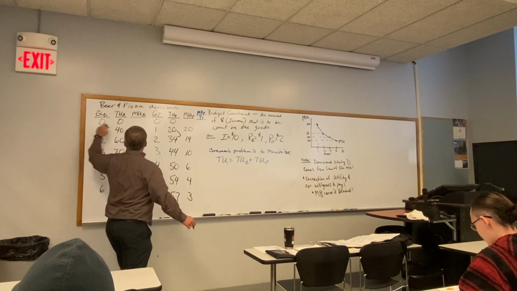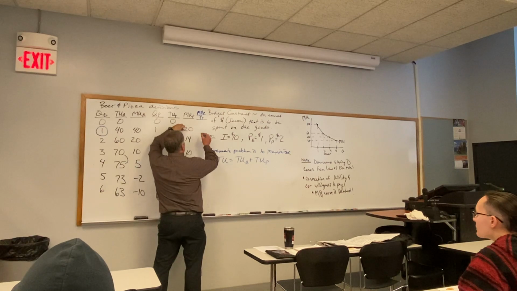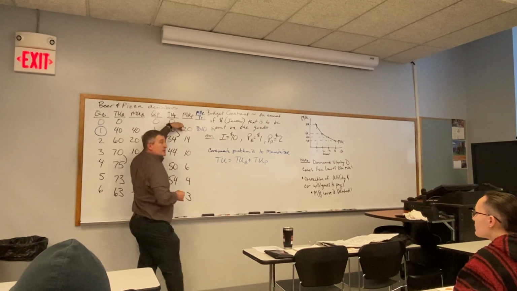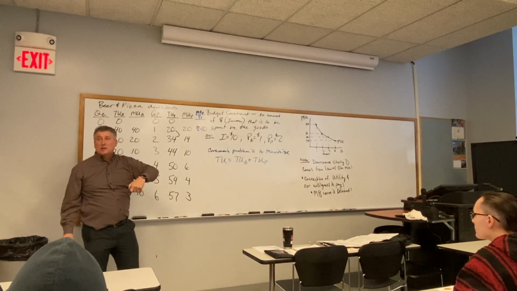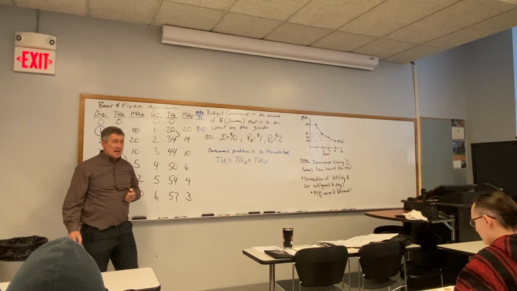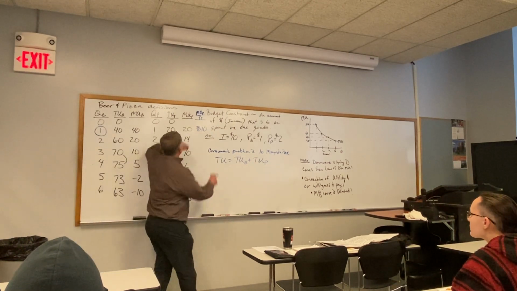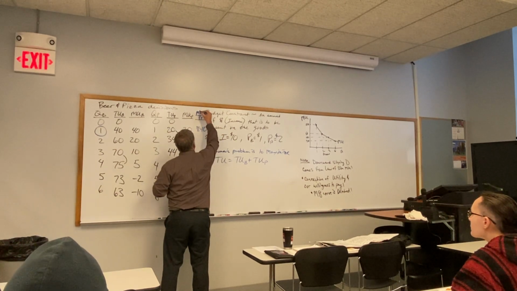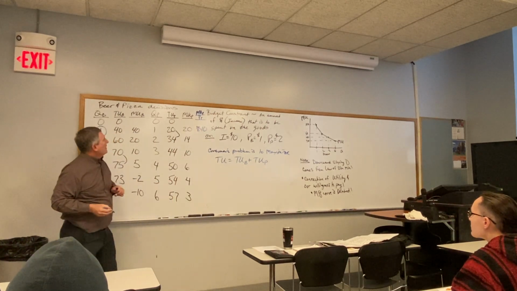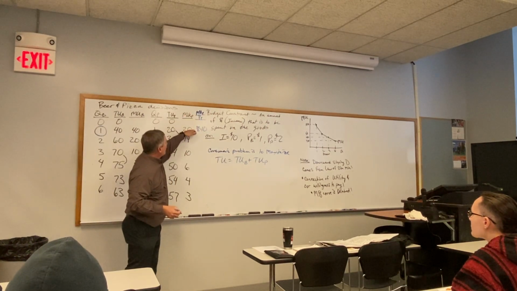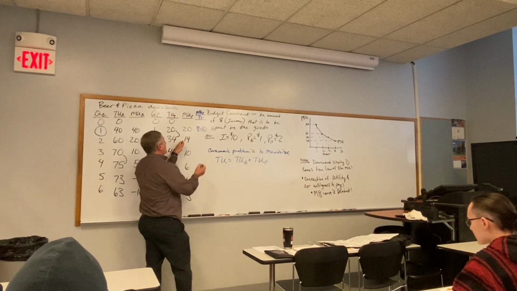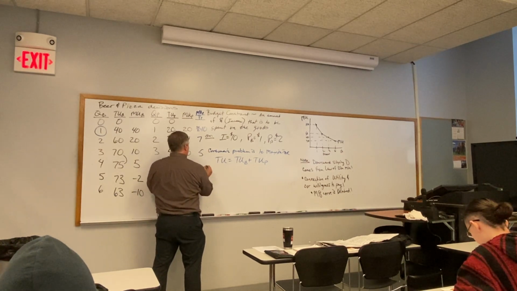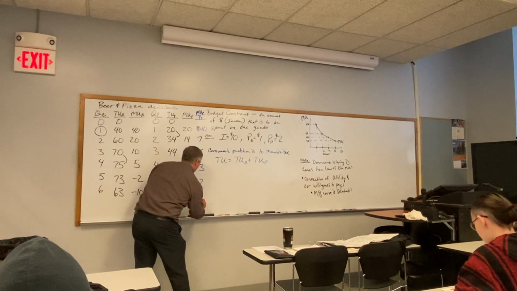So for my first pizza, I'm actually getting 10, right? 20 divided by 2 equals 10 units of happiness per dollar spent. Does that make sense? Yeah, Tim? What is that? This is MU, marginal utility. So I just took this number, divided it by the price. So 14 divided by 2 is 7. 10 divided by 2, 5. 6 divided by 2, 3, 2, and 1.5.